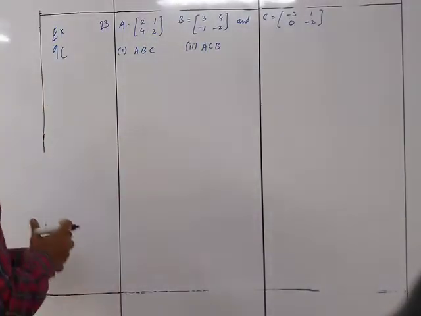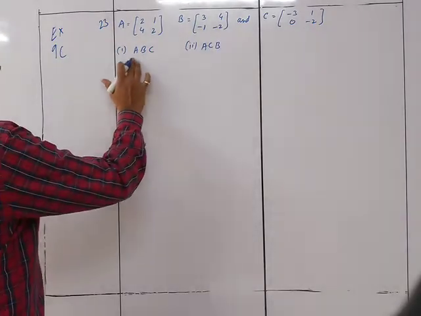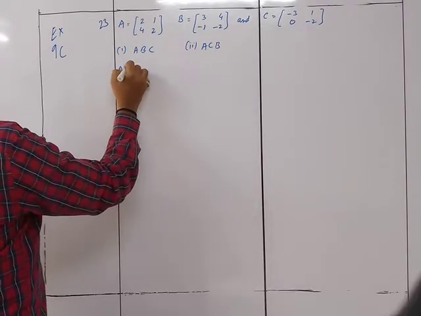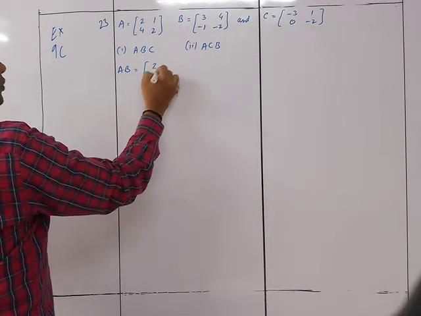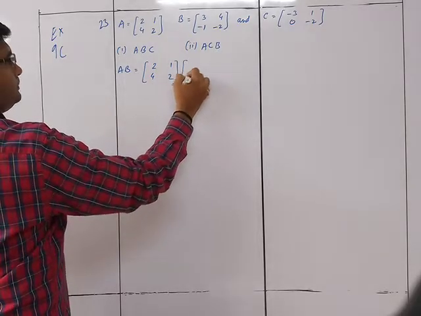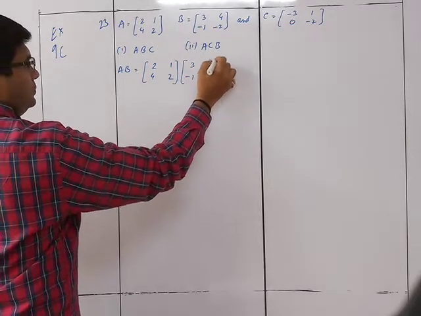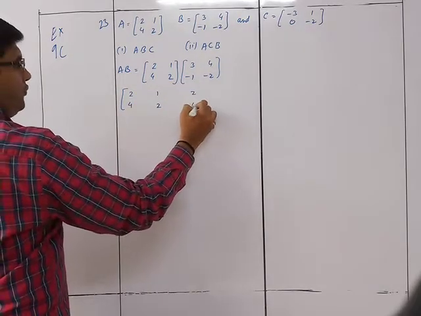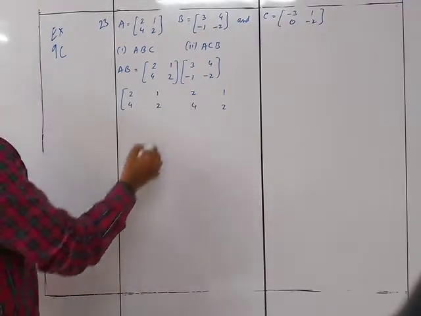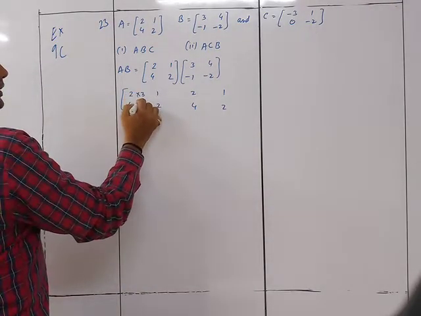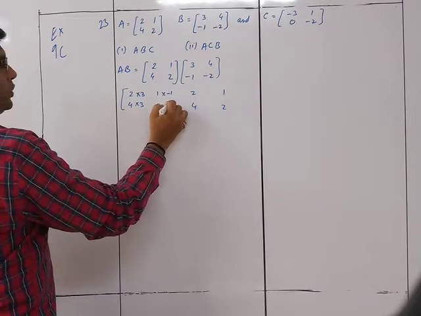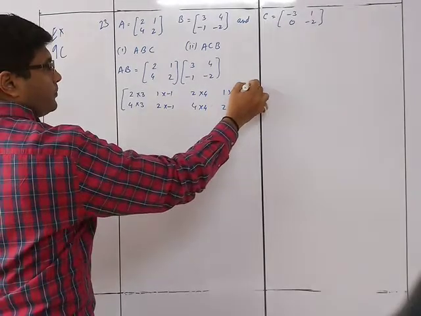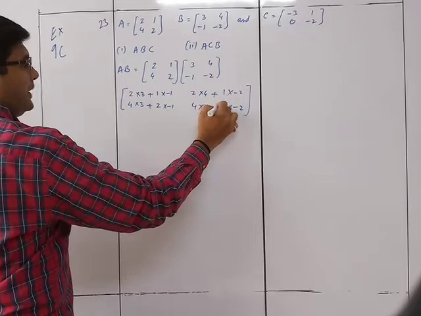Okay, so we have to follow the sequence properly. A into B into C. So let's multiply A and B first. So AB is equal to [2 4; 1 2] into [3 -1; 4 -2]. Writing it twice, into 3, into 3, into minus 1, into minus 1, into 4, into 4, into minus 2, into minus 2, plus signs over here and here.